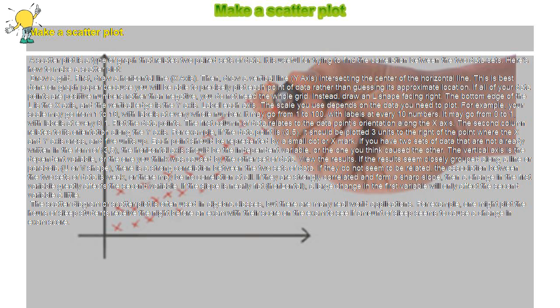If they are strongly correlated and form a sharp slope, then a change in the first variable greatly affects the second variable. If the slope is nearly flat, horizontal, a large change in the first variable will only affect the second variable a little.